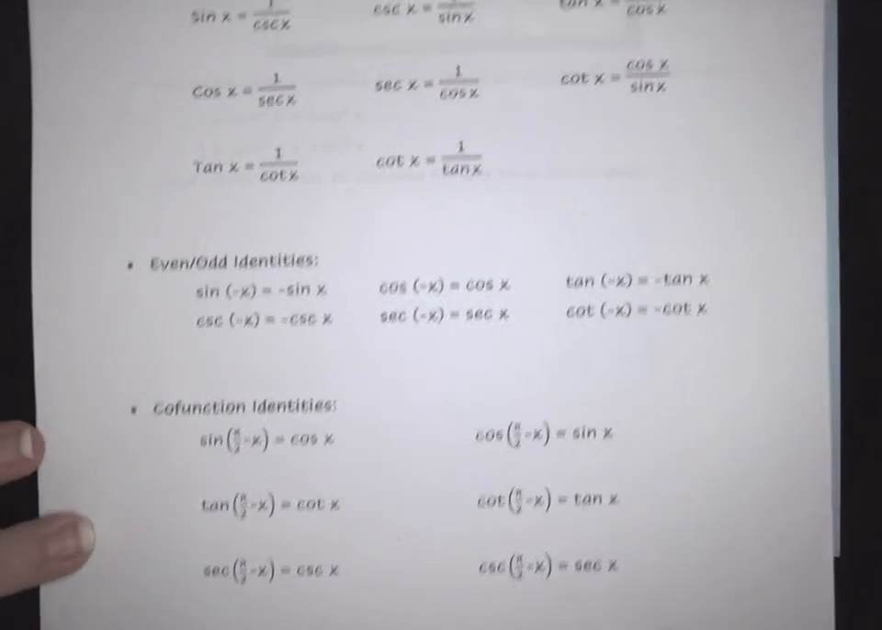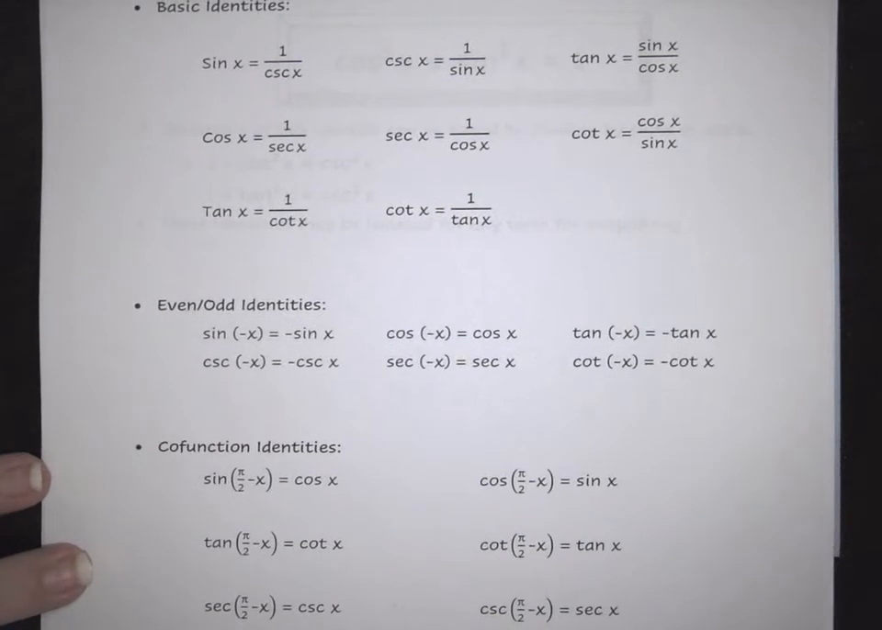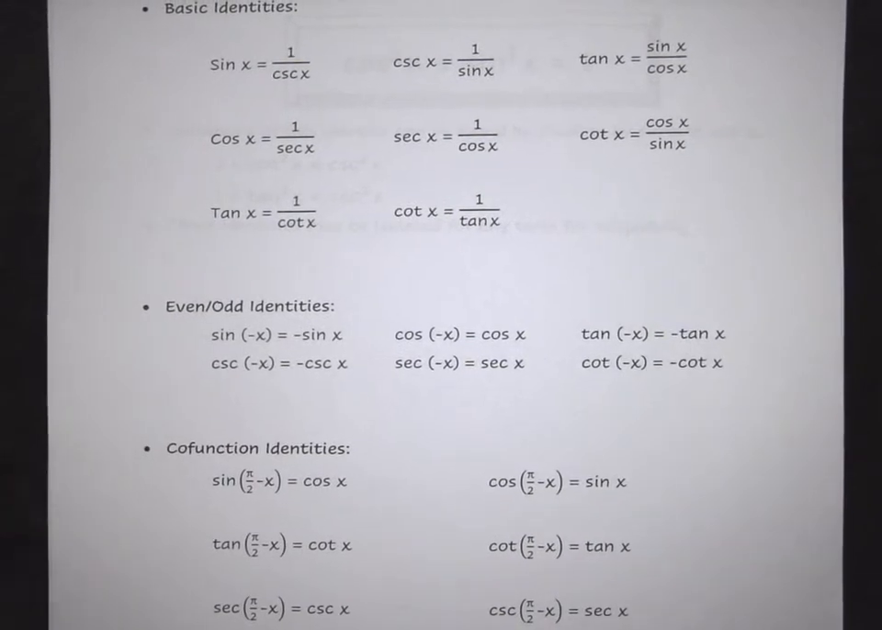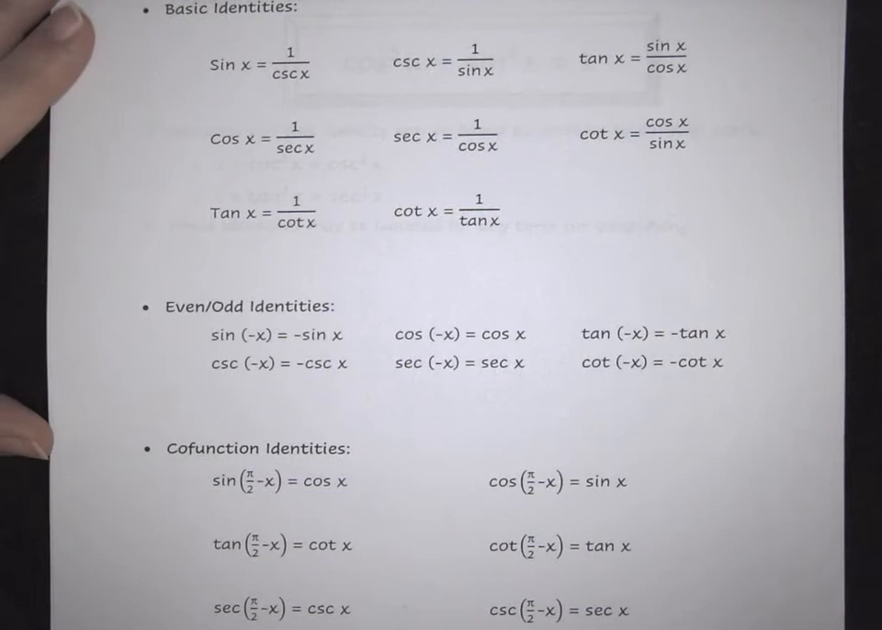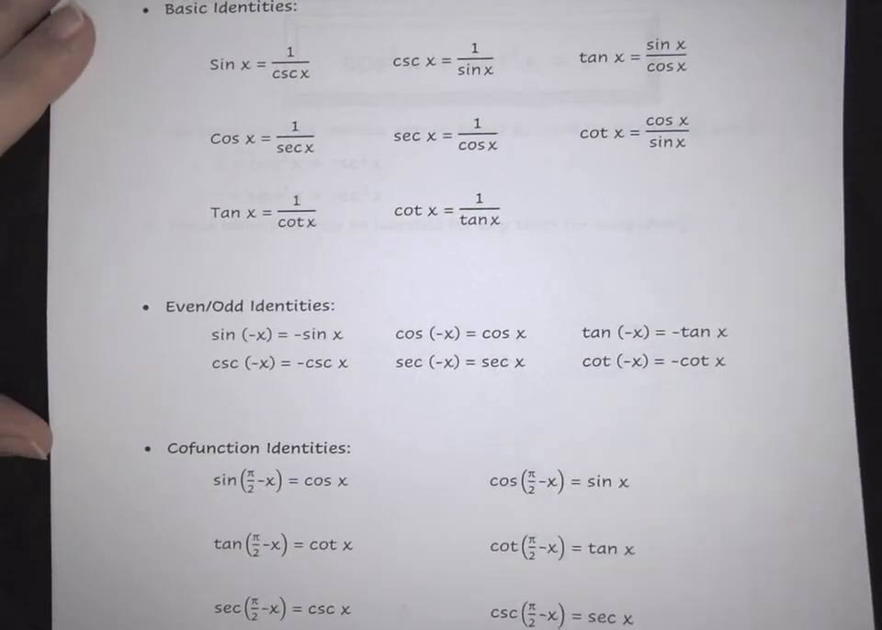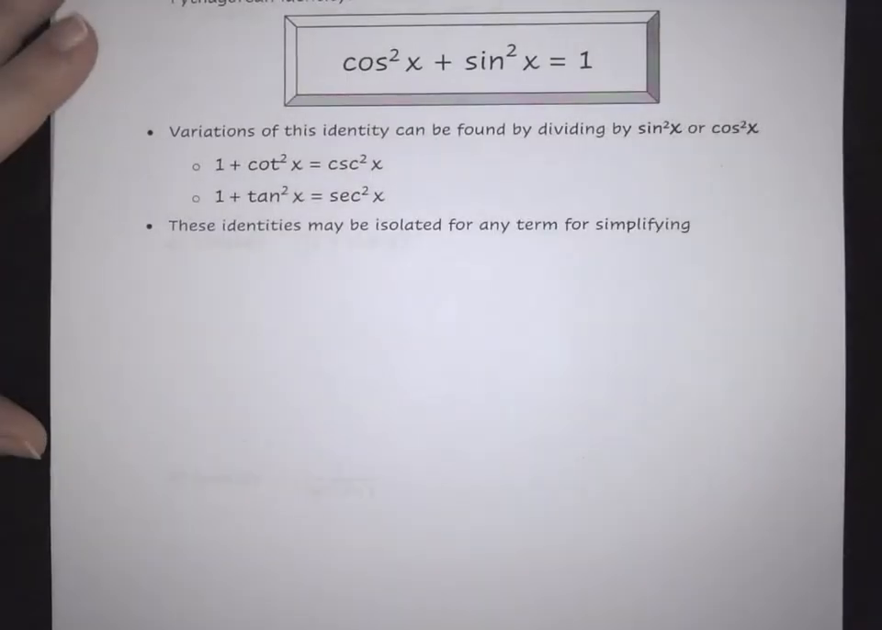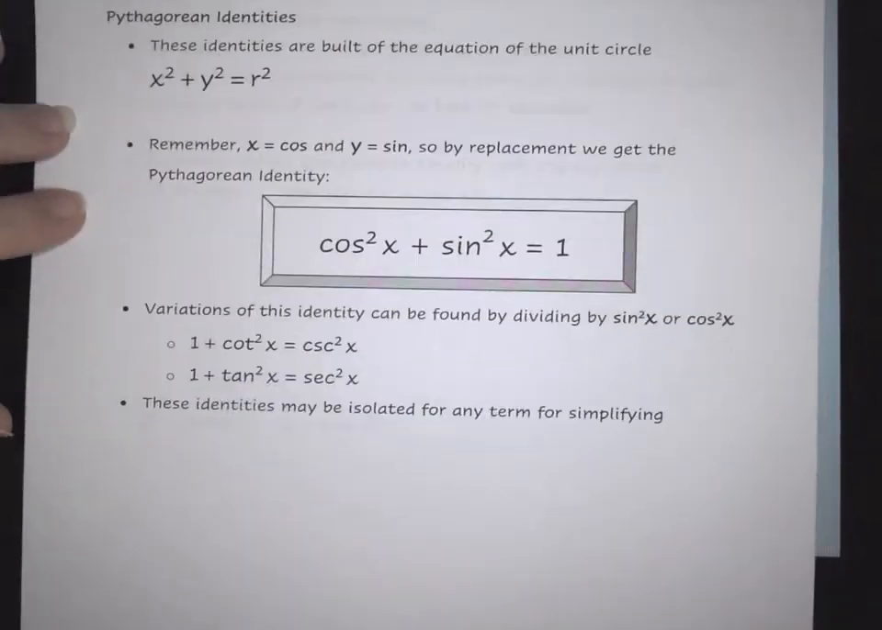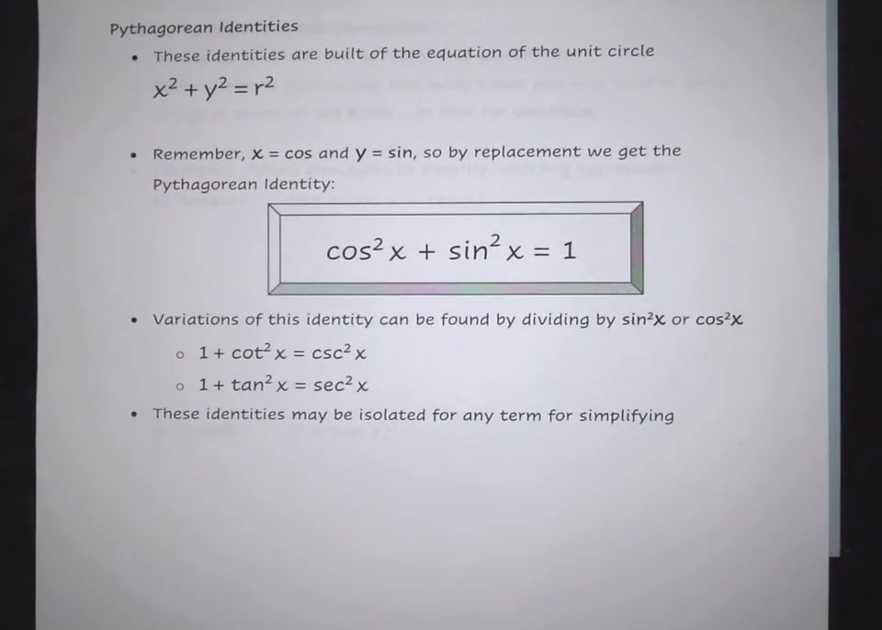These are the identities that you are going to pull on when you are looking at simplifying, say, a given expression. We're going to look at a couple of those examples so you can see how they work. Now, a couple of the other major identities that we need to pay attention to are the ones that are called Pythagorean.